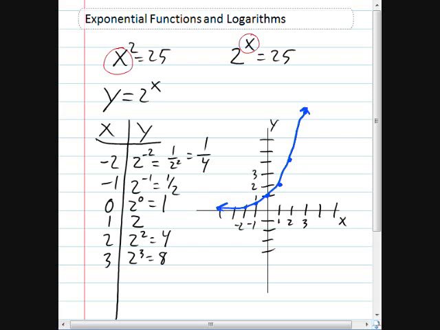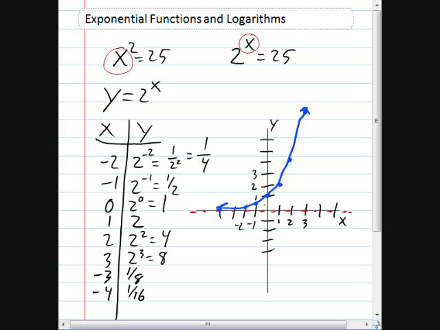One thing to notice is as we go farther and farther to the left on this graph, the function is getting closer and closer to y equals 0. But it never actually equals 0. And you can test some more points or add more points to your table. For example, -3. If you work that out, you get 1/8. -4, it's 1/16. You'll notice that these fractions are getting smaller and smaller, but they're never actually going to equal 0.